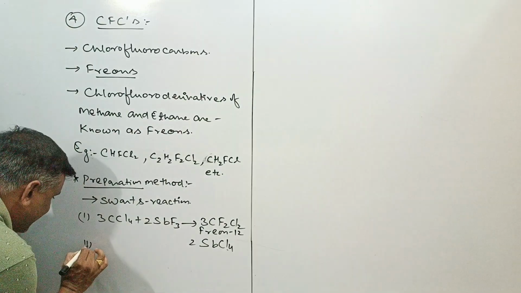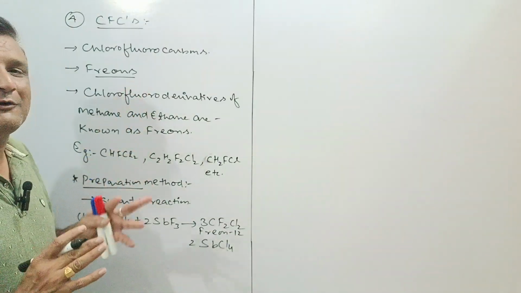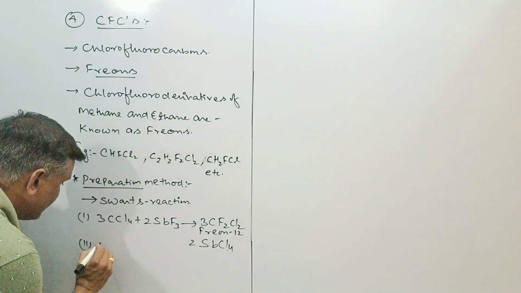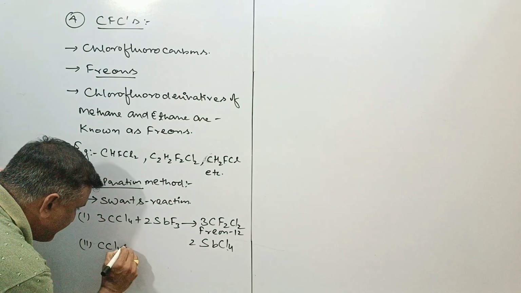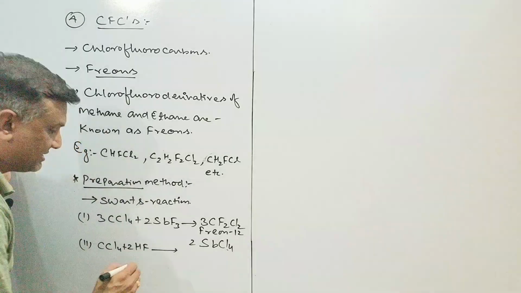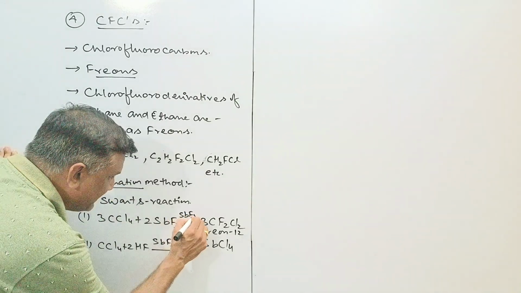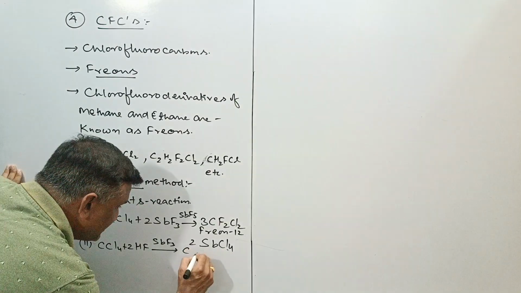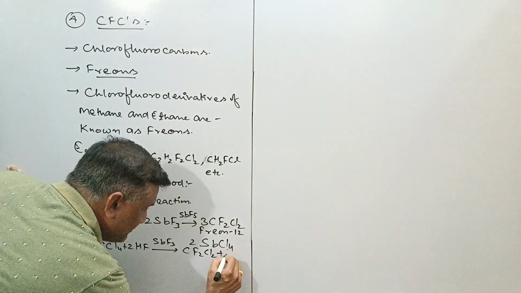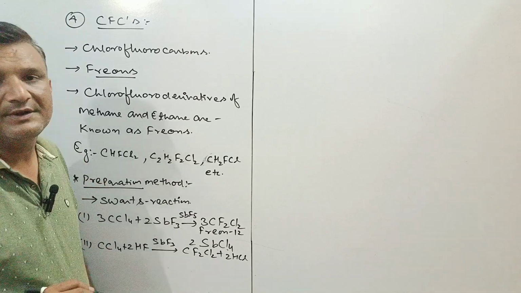By using another method, we can get freon 12 also, because this is one of the important freons, or chlorofluorocarbons, which is used in AC and different kinds of refrigerators. So here is CCl4 plus 2 HF, in the presence of SbF5. Here will be the formation of CF2Cl2, and the rest will be 2 HCl. So these are the two important preparation methods of freon.